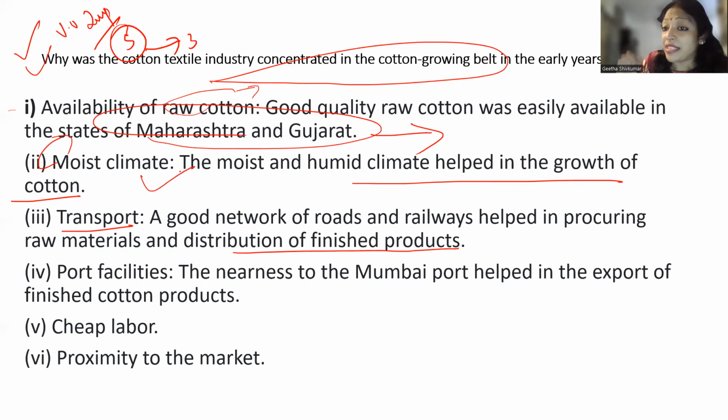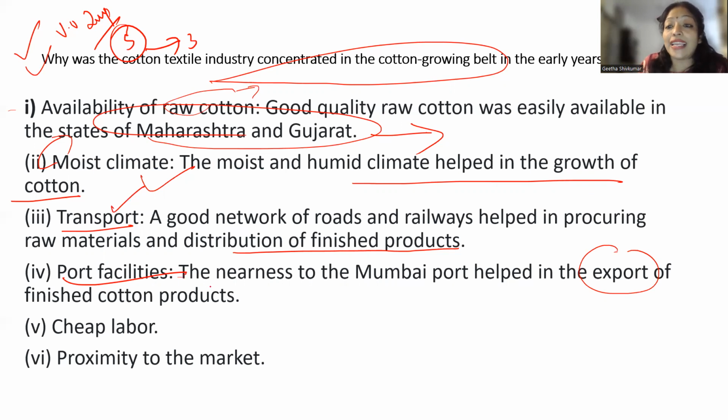Moist climate, climate plays a very important role when we are looking into agro-based industries. Transport, definitely I need roadways, I need waterways, I need port facilities. So these all are very, very important factors. Then port facilities, Mumbai port helps in export of finished cotton products. So export, I hope you understand the meaning of import and export. Import मतलब जब हम दूसरे देश से खरीदते हैं. Export means जब हम दूसरे देश को बेचते हैं. So this is the difference between import and export.